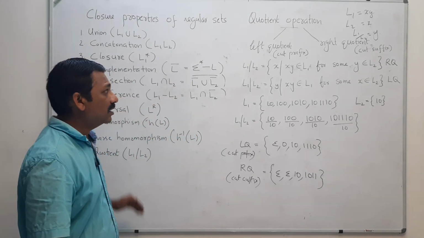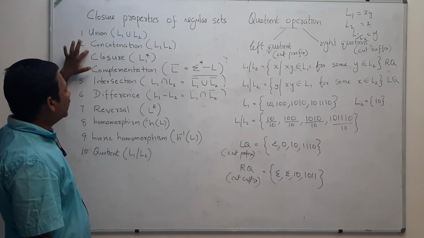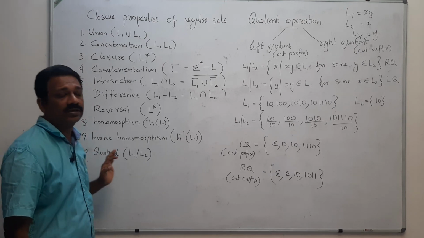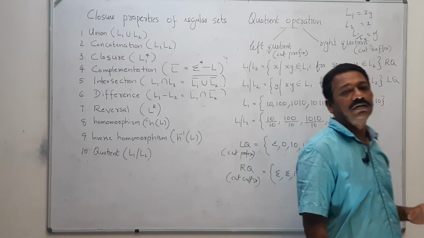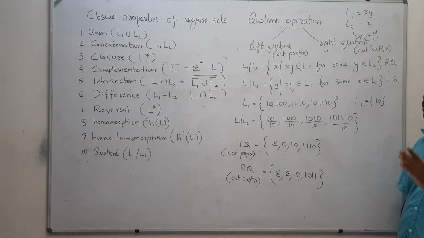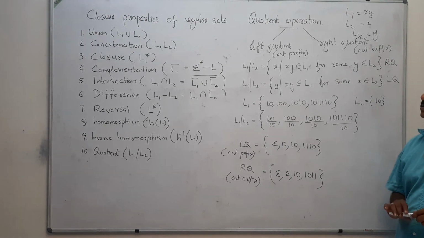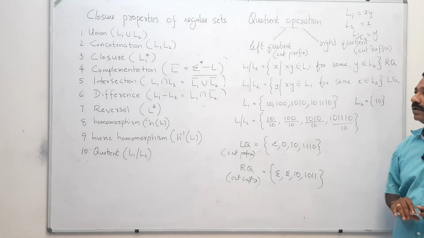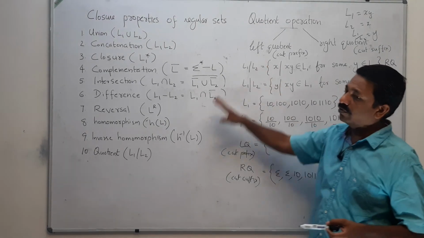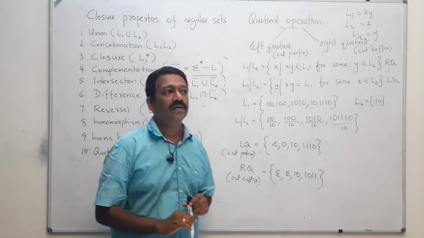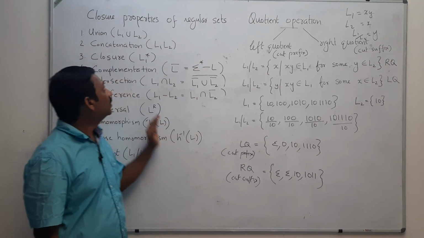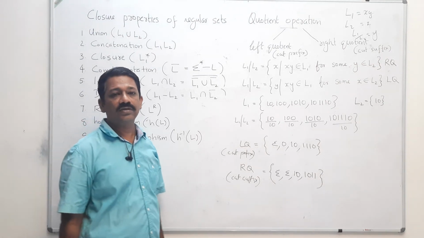Here we have considered union, concatenation, closure, complementation, intersection, difference, reversal, homomorphism, inverse homomorphism, and quotient. All these operations are closed for regular sets. So in this class we have discussed the closure properties of regular sets, and this is very important as far as our examination is concerned. You have to go through all these operations. The proof of this is not required. You understand that all these operations are closed for regular sets.